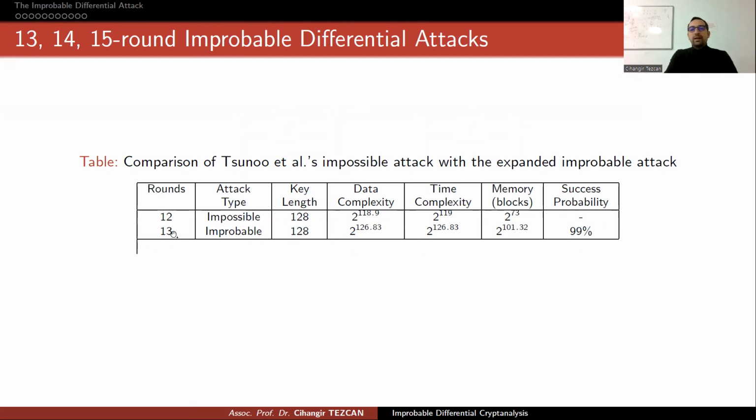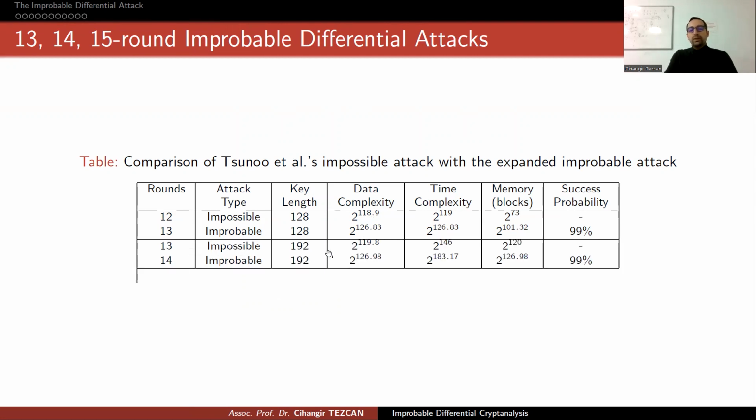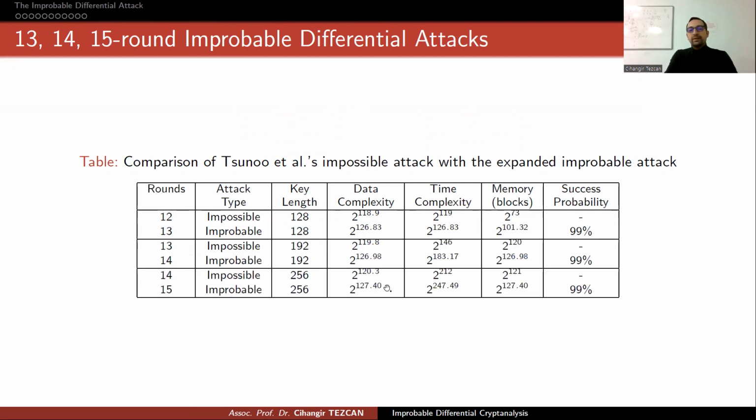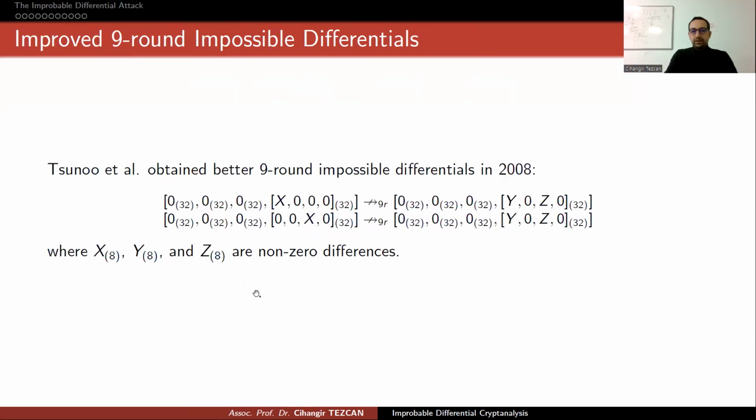Not 100%, but close to it. But as you can see, I increased one round, but I ended up having more data and time complexity and so on. For the other key lengths, we did a similar thing and improved this. Okay, so this is just to show how you can extend an impossible differential attack to an improbable differential attack and attack more rounds. So a very nice application.